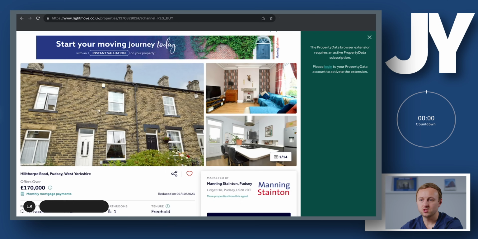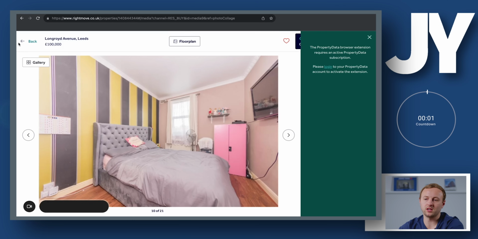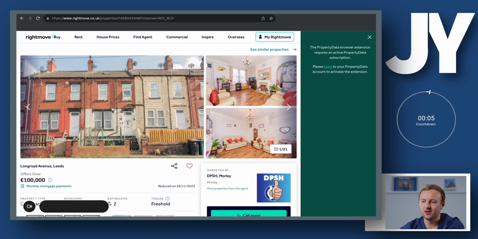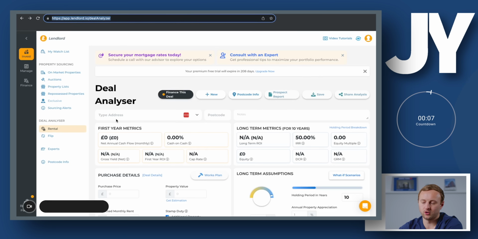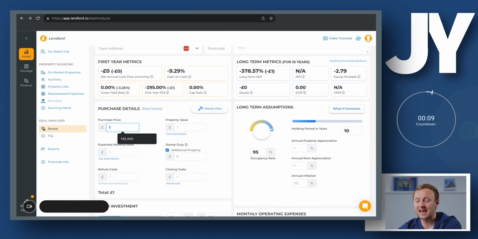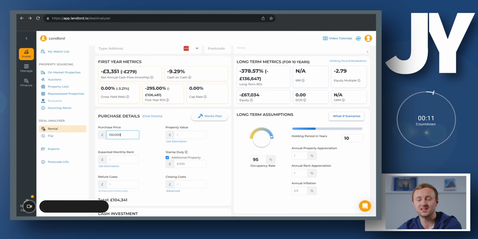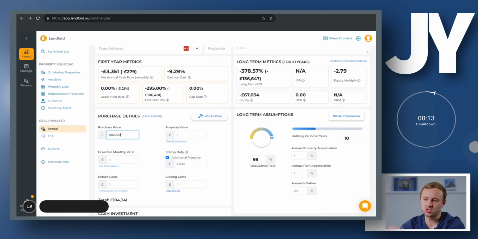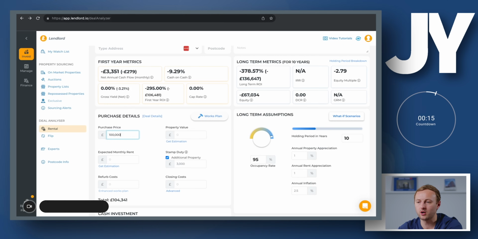Property number 2. 3, 2, 1, start the timer. So property number 2 is this one in Longroyd Avenue. Again, obviously much cheaper. Now, they say offers over 100. I wouldn't expect this to land at 100. I think they're pricing that to encourage something. So we'll go back to that in a while.